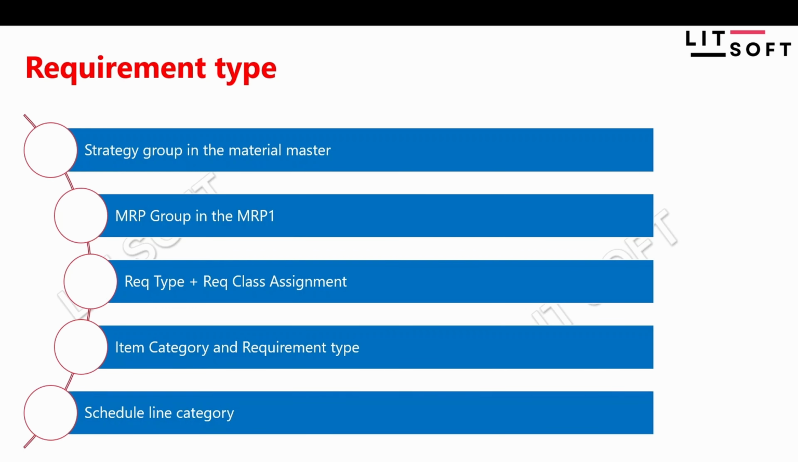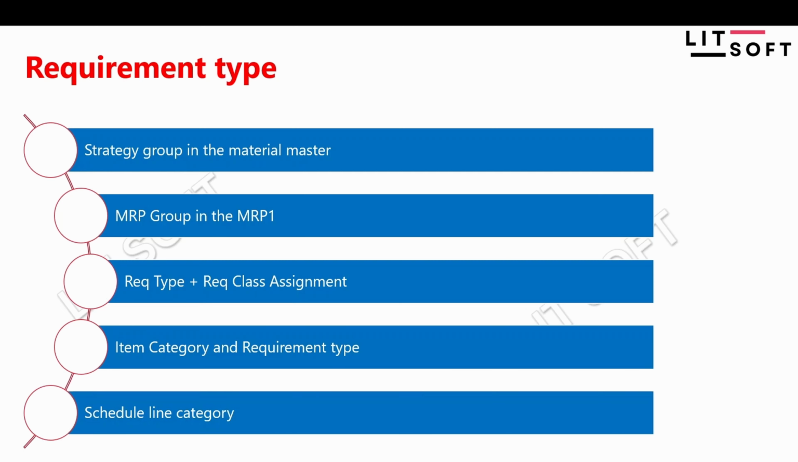Then here the strategy group in the material master, so you are going to use whether it is 40, 20, and all that strategy group, that is from the PP perspective, MRP group, PP perspective, in-house production or external procurement. Then in the configuration you do requirement type plus requirement class. Requirement type will be created, requirement class will have whether it is availability check, transfer of requirement. These two assignments you will do, and this requirement type will trigger to the sales order.